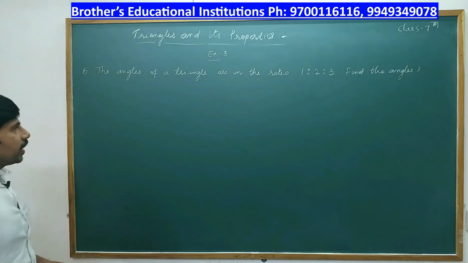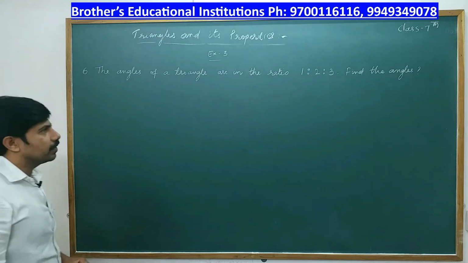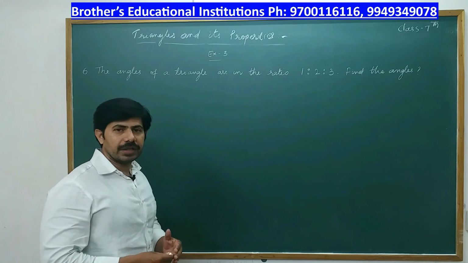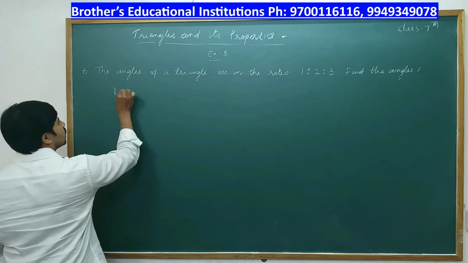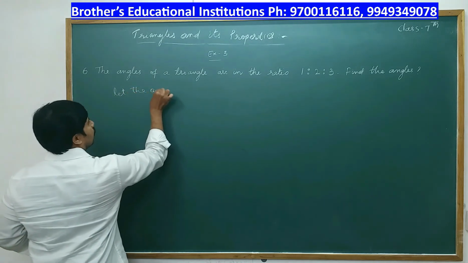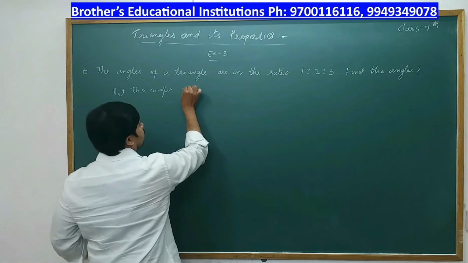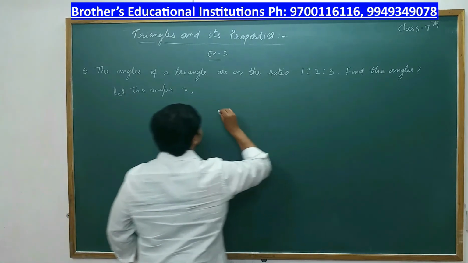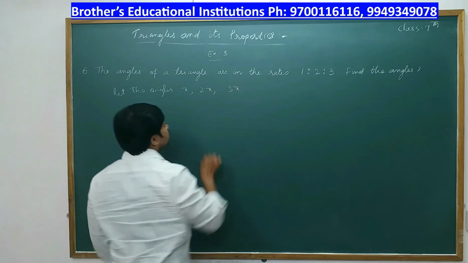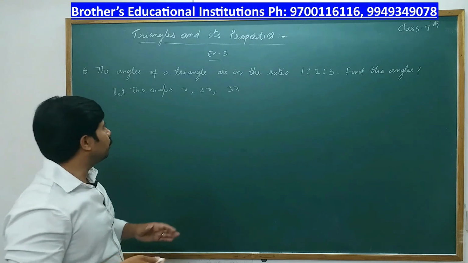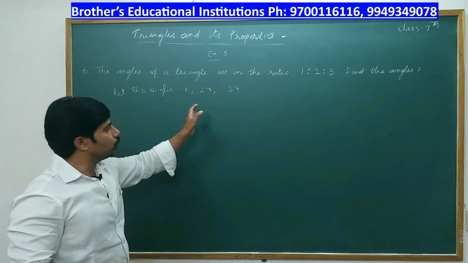The angles of a triangle are in the ratio 1:2:3. Find the angles. So here the ratio of angles is given. Whenever the ratio of angles is given, we assume the angles as 1x, that is x, 2 parts we assume as 2x, 3 parts we assume as 3x. Whenever they give a ratio, we assume the angles with some variable called x. So x, 2x, 3x.